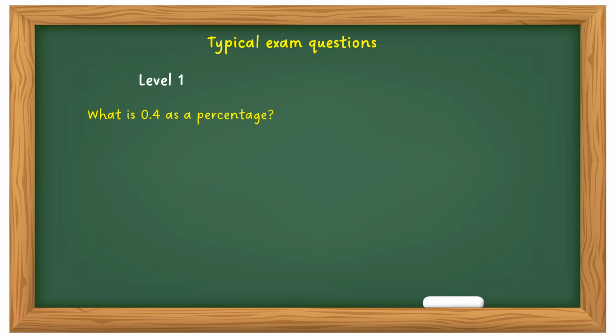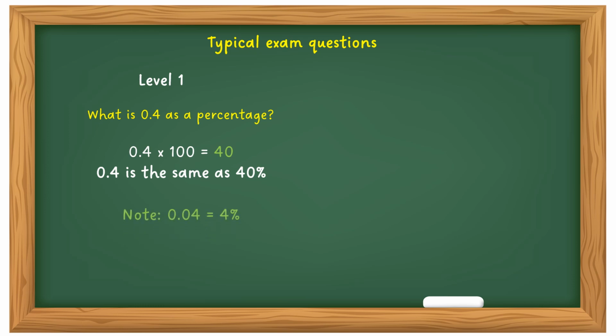Again, here's another level 1 question. What is 0.4 as a percentage? Again, stop the video if you want to. The answer is fairly simple. The word percent means every 100, so you multiply by 100. You take the decimal point and move it two places to the right, and you can see that the answer is 40. So 0.4 is exactly the same as, or is the decimal version of, 40%.